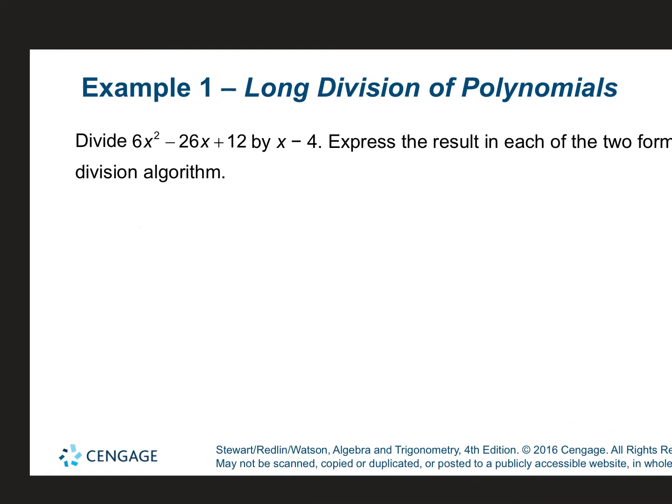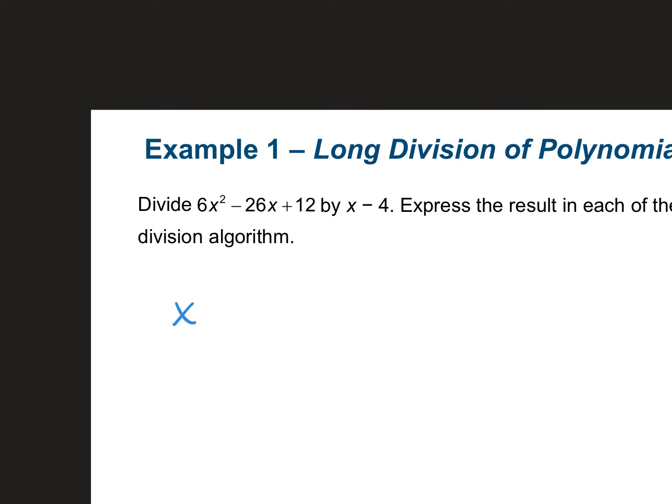So it says divide. Express the result in 2 forms of the division algorithm. Don't worry about that. I just want to know what the answer is. So I have 6x squared minus 26x plus 12 divided by x minus 4. So watch. X minus 4 goes on the outside, right? On my inside is 6x squared minus 26x plus 12.